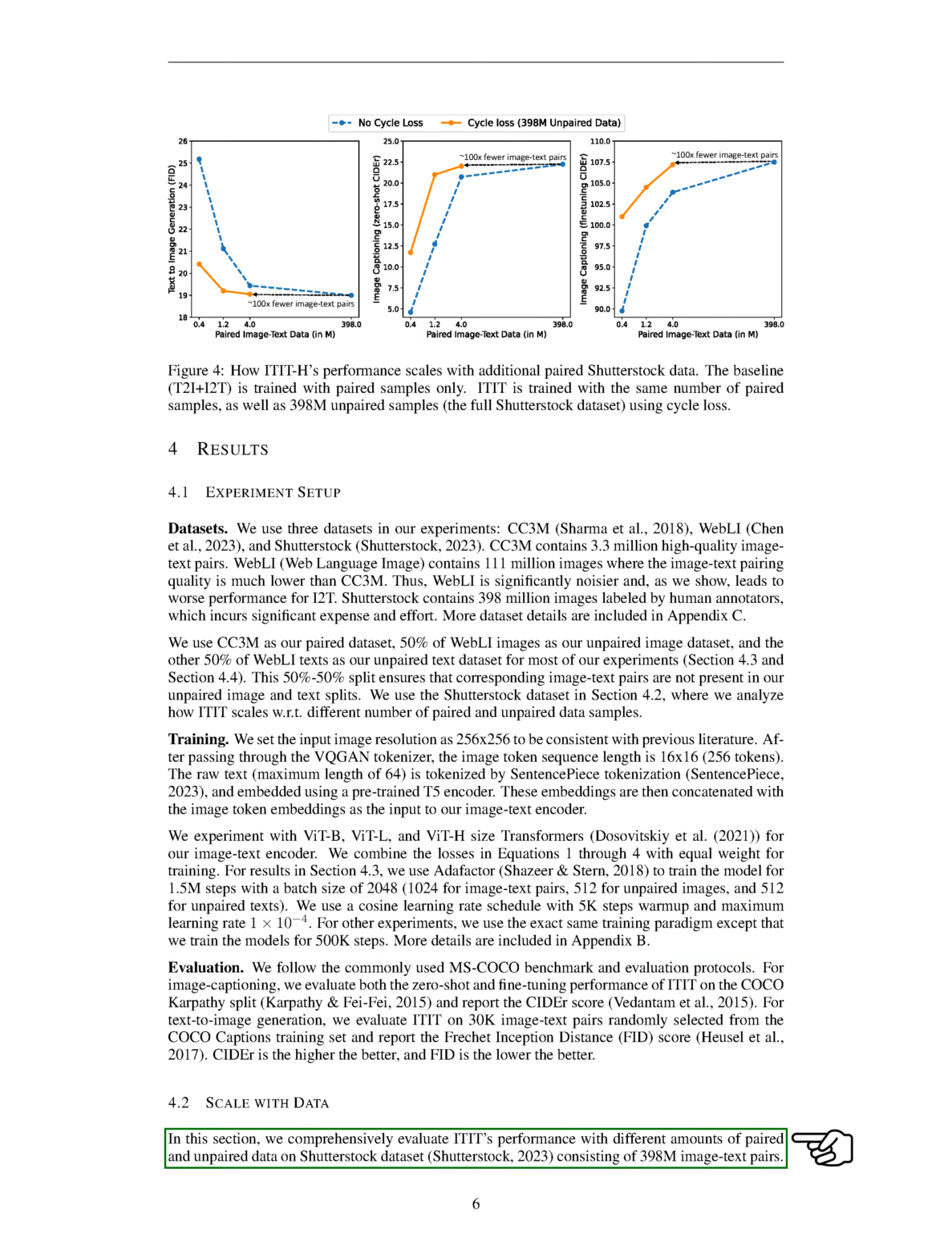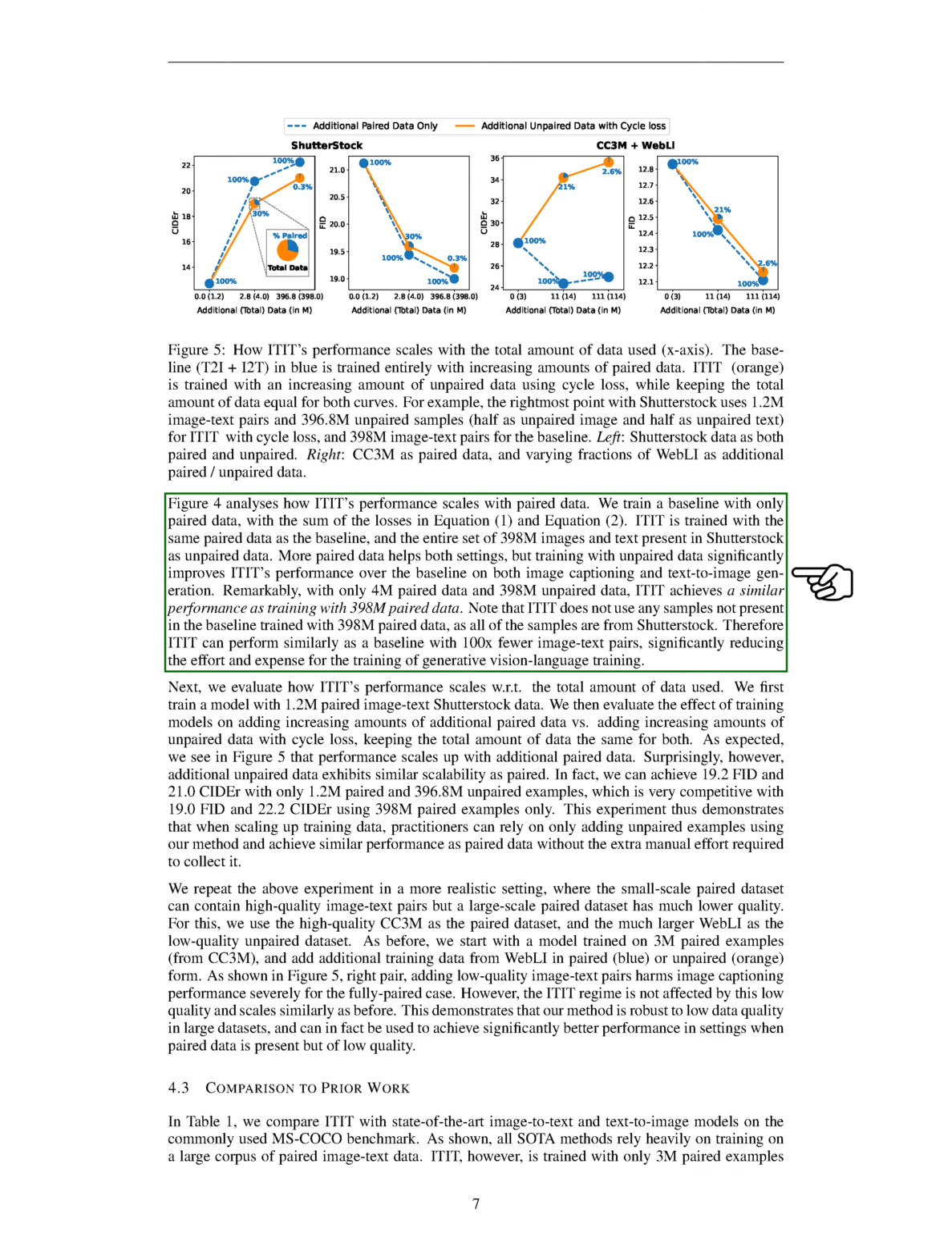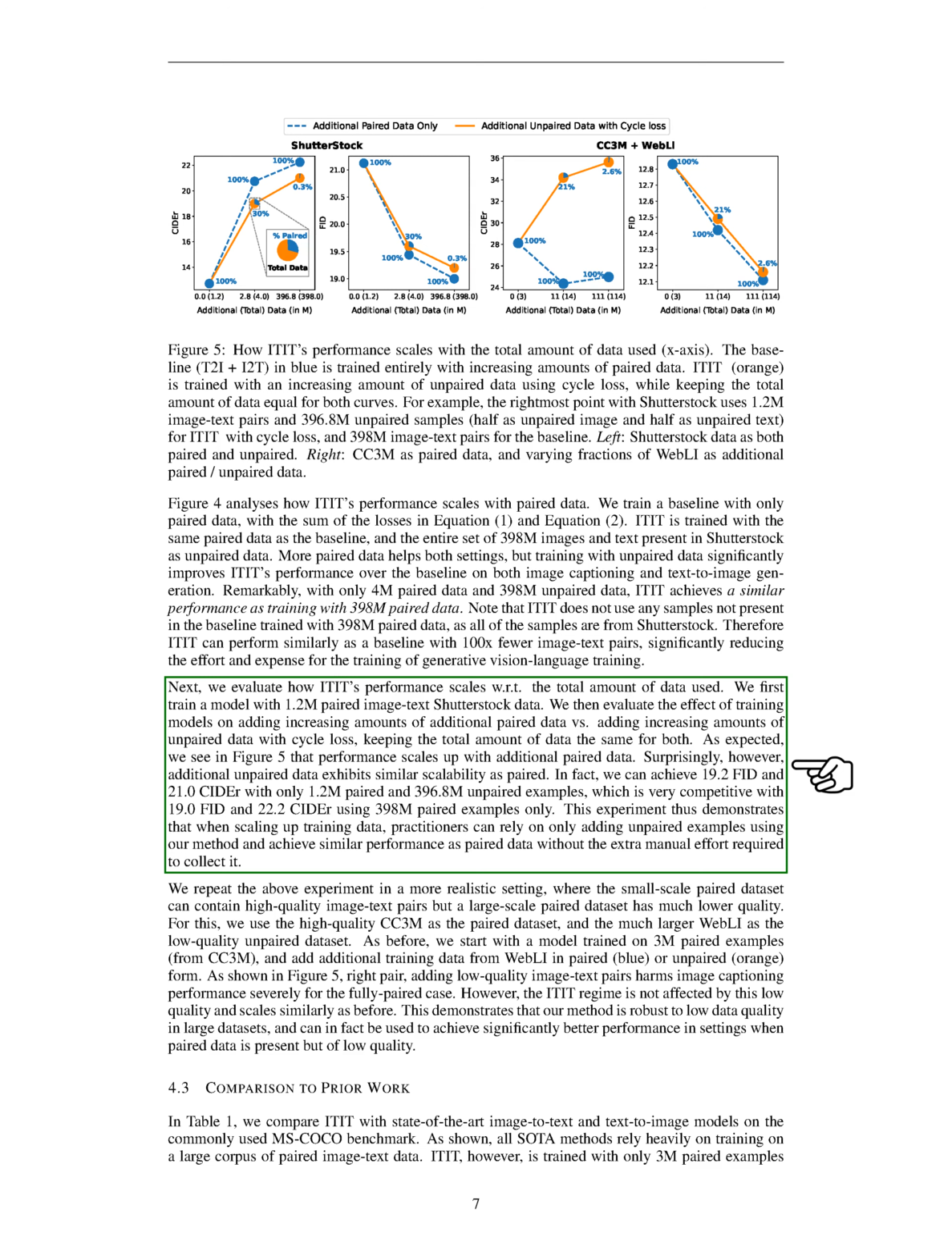We also evaluated ITIT's performance with different amounts of paired and unpaired data on the Shutterstock dataset. We found that more paired data improves both settings, but training with unpaired data significantly improves ITIT's performance over the baseline on both image captioning and text-to-image generation. Remarkably, with only 4 million paired data and 398 million unpaired data, ITIT achieves a similar performance as training with 398 million paired data.